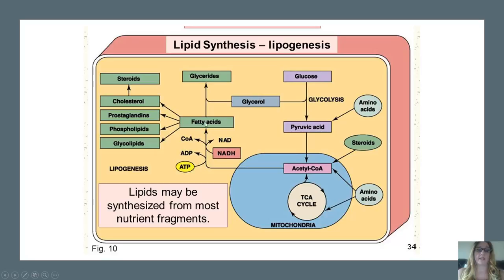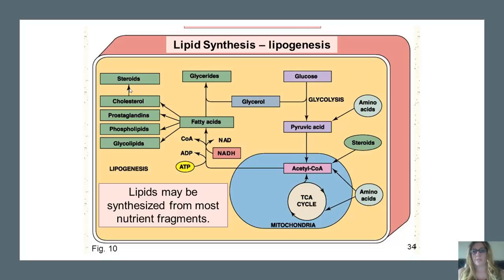And I can form fatty acids from there. And then from there, I can add other components, like I could add glycerol to make a glyceride. If I'm adding a phosphate, I can make a phospholipid. If I'm adding a sugar, I can make a glycolipid. And so on and so forth. I can make my different types of molecules there.